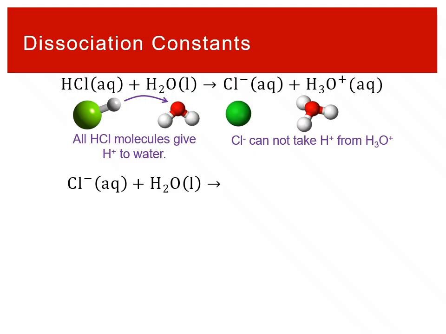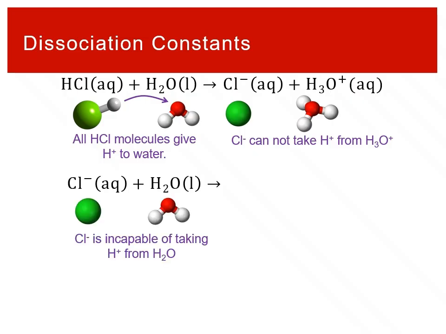So if we put chloride into water, now you're thinking, can chloride take a hydrogen away from water? Well, chloride was incapable of taking a hydrogen away from hydronium, which is already not the most stable of ions. If chloride can't pull that hydrogen off of there, it certainly is not going to pull a hydrogen off of water. This reaction just doesn't happen.